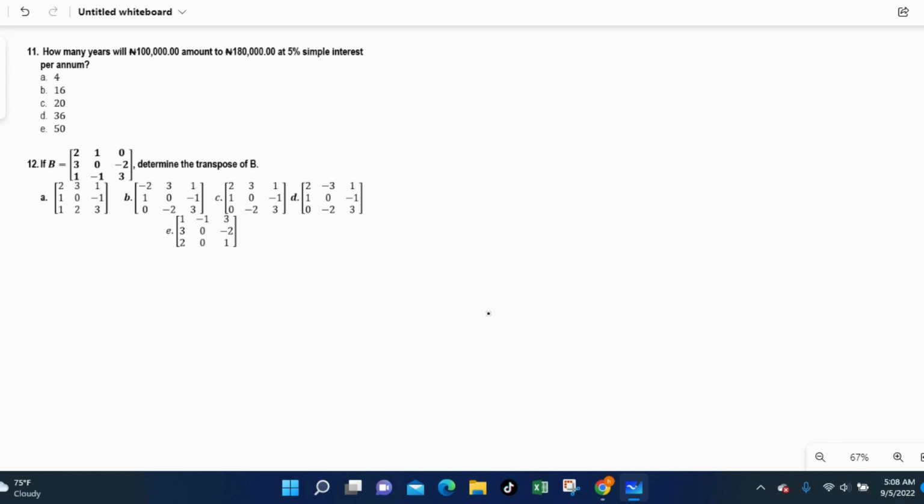Simple interest is equal to the principal times the rate times the time, and all of it is over 100. Now, in this question, we are asked to look for the time. Whenever you are given any question to solve in mathematics, the first thing you ask yourself is, what parameters are you given and what parameters are you required to look for? So here, we are required to look for the parameter time.